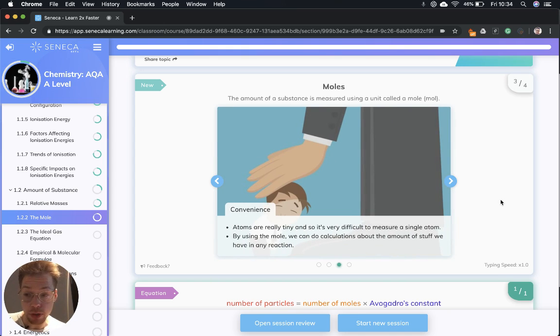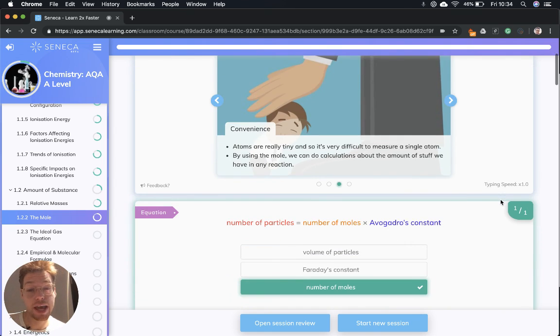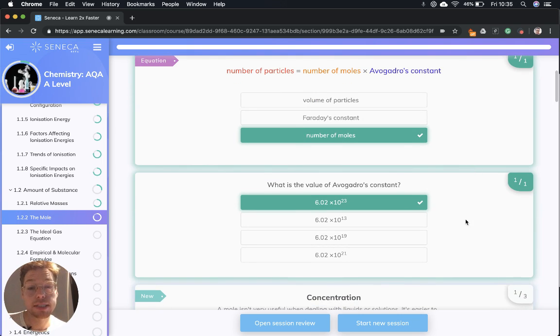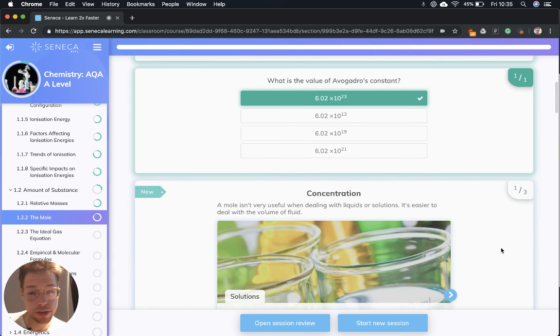If you're not sure what AMU is, make sure you check out the episode on relative masses in this revision series. So why do we bother doing all of this? We use moles for convenience. Atoms are super tiny, so it's very difficult to measure a single atom. By using the mole, we can do calculations about the amount of stuff we have in any reaction. So the number of particles we have is the number of moles times Avogadro's constant, and that was that 6.02 times 10 to the 23 number.